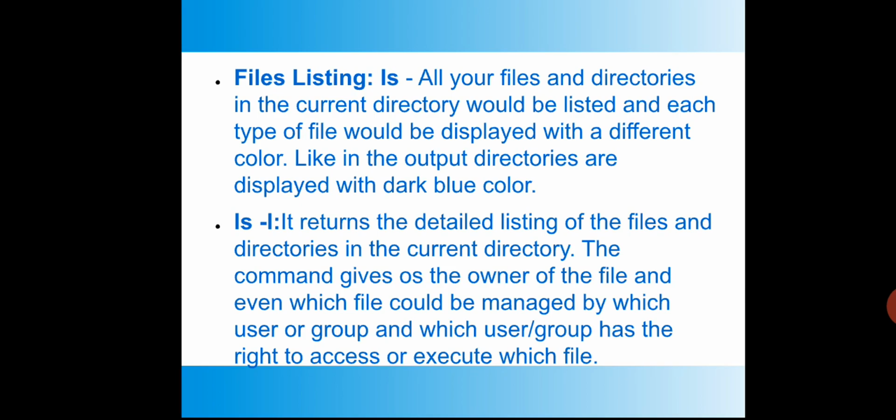Now why I'm saying this: because in Linux there are mainly three categories. The file may belong to a user, that is one thing. The next thing is the file may belong to a particular group, and a file may belong to others. So there are three categories: one is user, another is group, and the third is other.